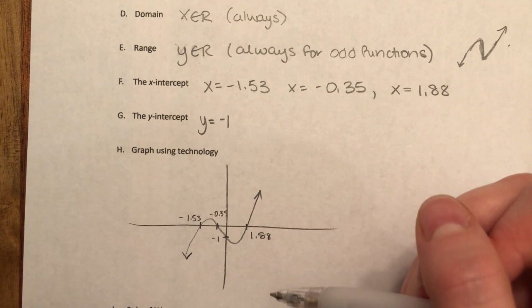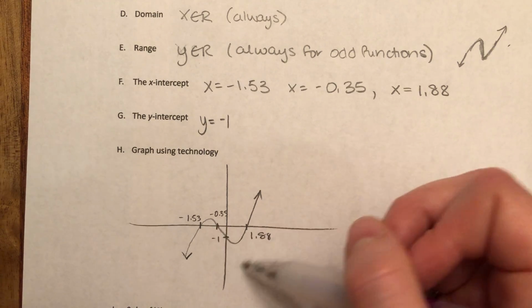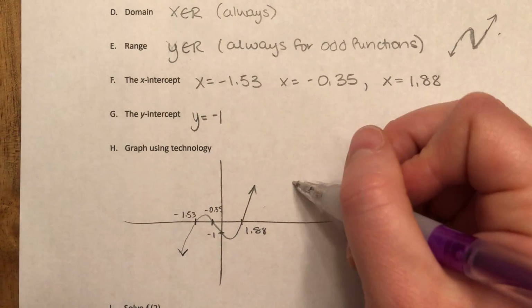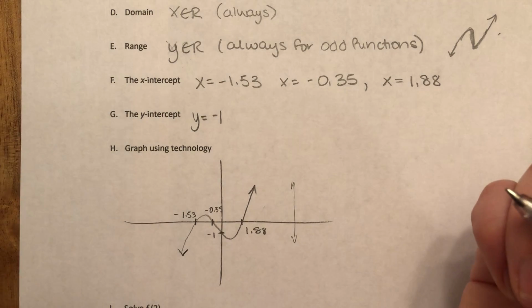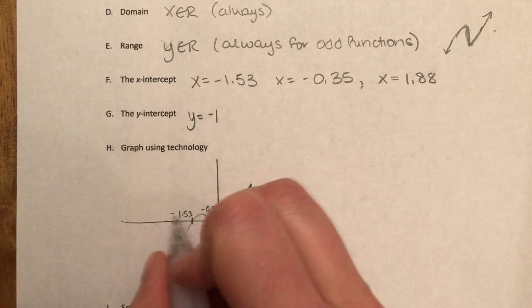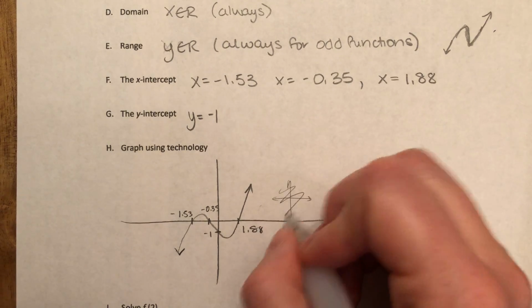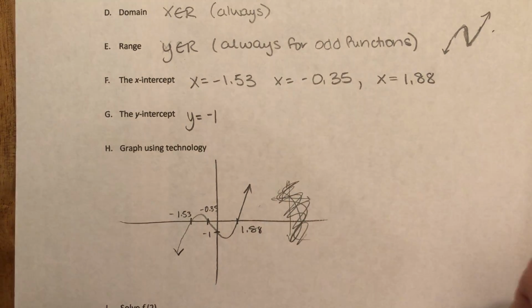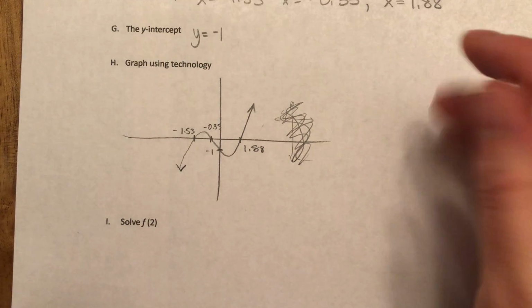Because of the fact that it's an odd function, my y spans both directions, up and down forever, so all real numbers. My x spans both directions, left and right, so all real numbers. I probably shouldn't have drawn that. I feel like it was confusing, sorry.